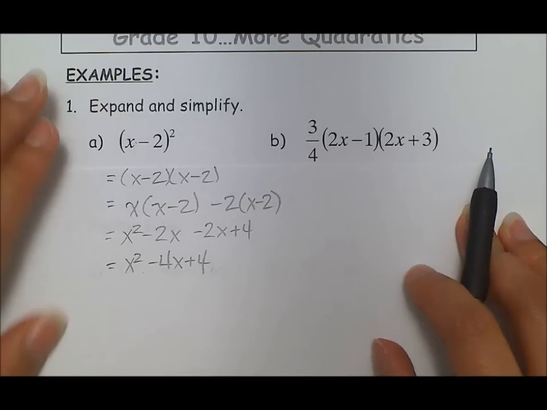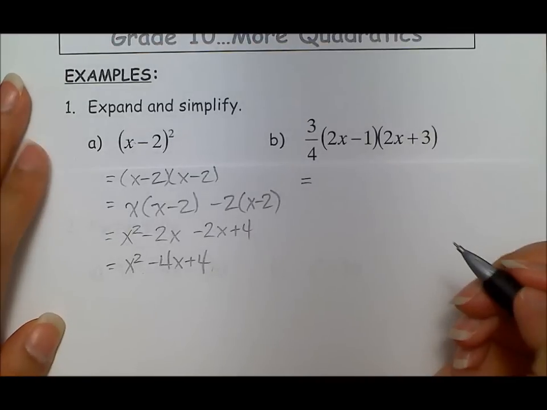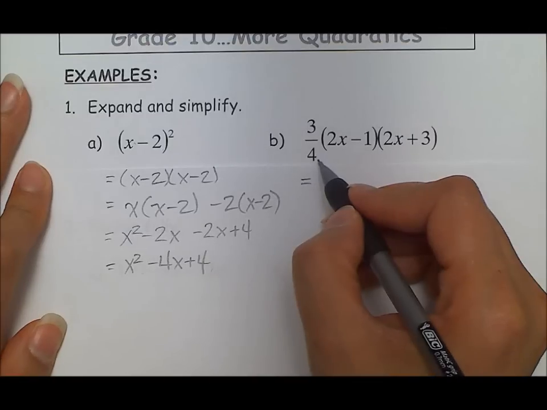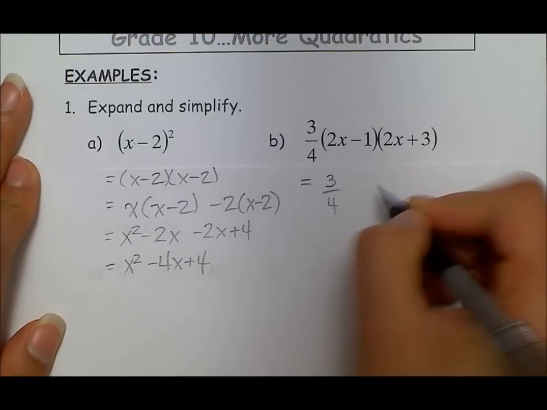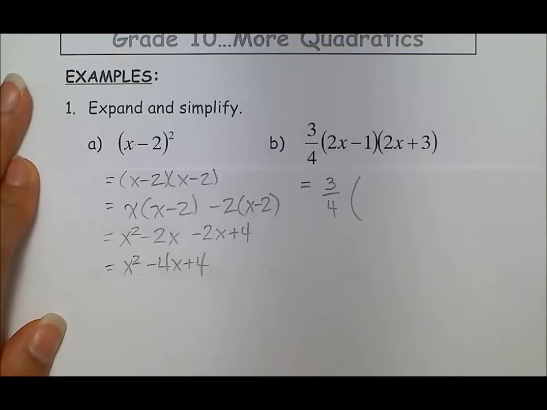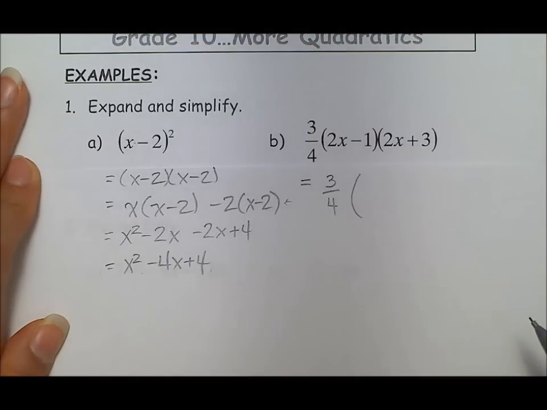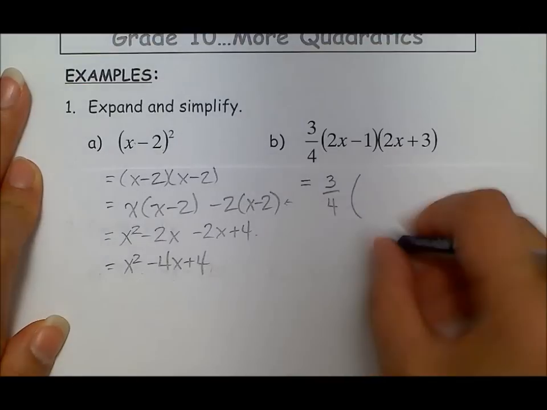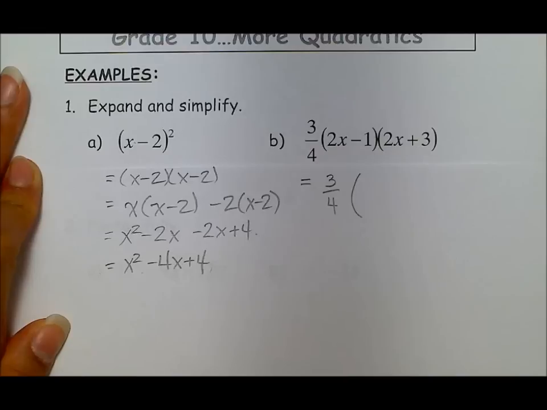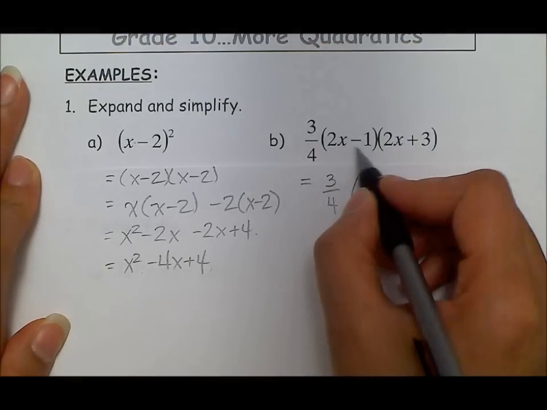Okay, in part B, this one's a little bit more complicated because you have a pretty nasty looking coefficient at the front. So I'm going to ignore the coefficient, and I'm going to use the distributive property with the rest of it. And again, you can actually skip the step that we did in the previous question and go straight to this step just by applying the distributive property. So that's what I'm going to do in part B. I'm going to multiply 2x with everything in the second brackets, and then multiply negative 1 with everything in the second set of brackets.